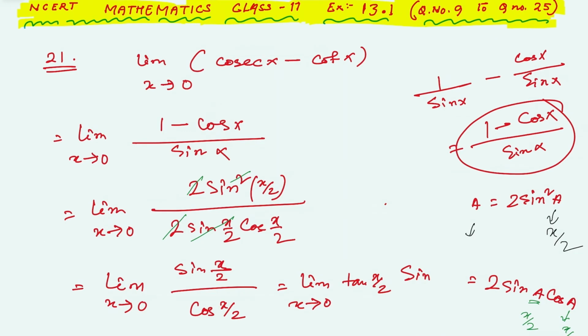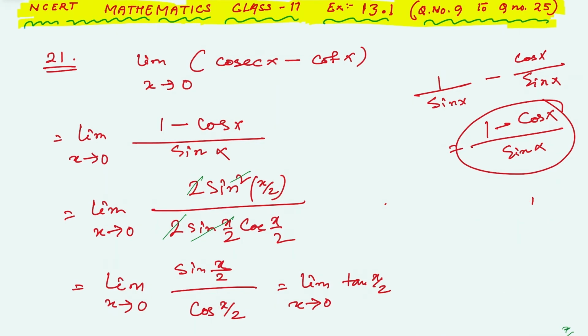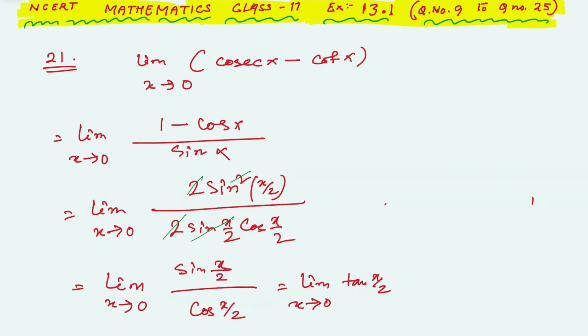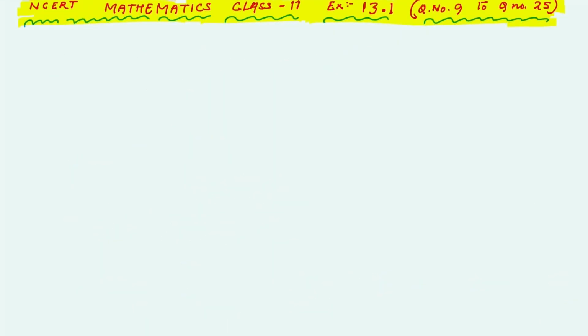Okay, let me clean this part. Now what will be the result of this limit? We know tan 0 is 0, so here you can put directly 0. Tan 0 by 2 is 0, tan 0 is 0. So that's the answer of this question.